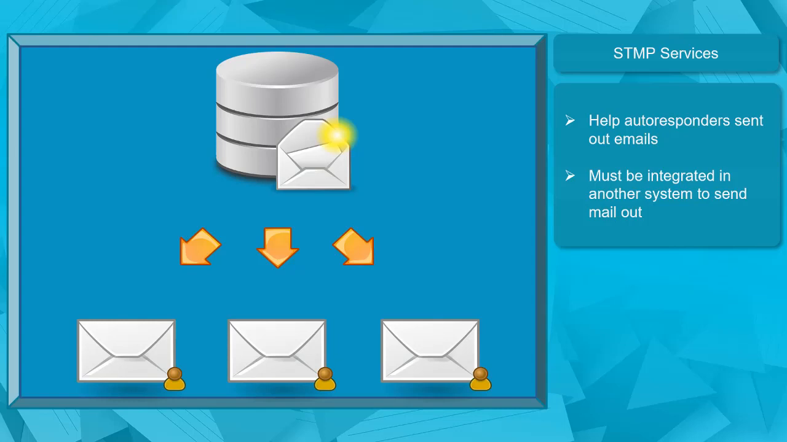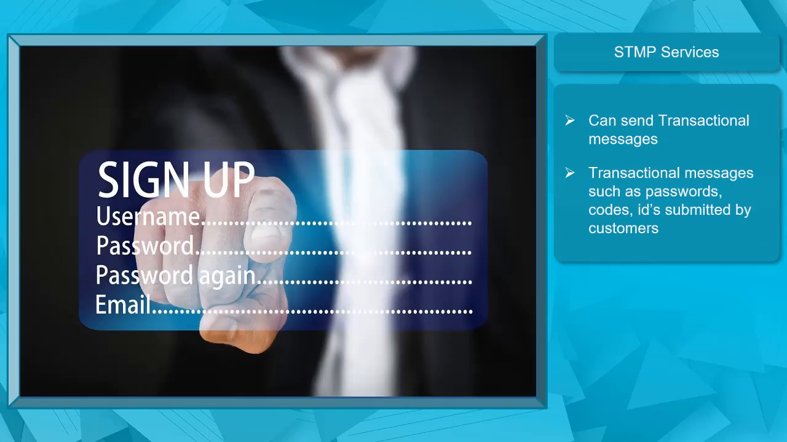They are meant to be integrated into any kind of system you have, like CMS, e-commerce store, or any platform that needs to send emails to people. You can use SMTP services for that. You can also integrate an SMTP service to your email clients, such as Outlook, to send email messages using the SMTP service. SMTP services are used to send any kind of email message, including transactional messages like passwords, access codes, custom ID, or any field that is submitted by your customers on your website.